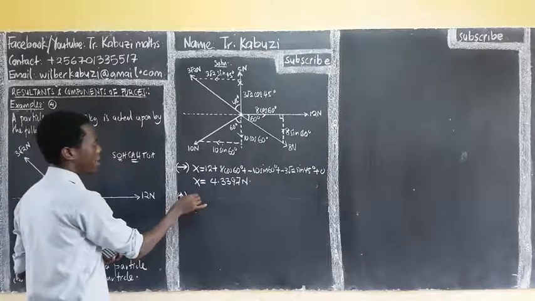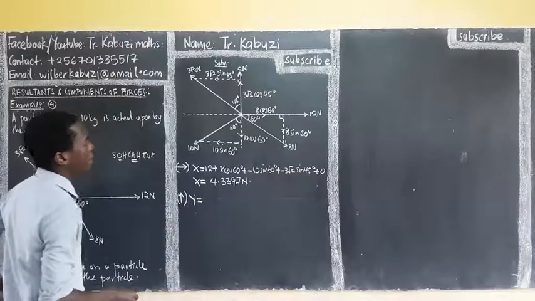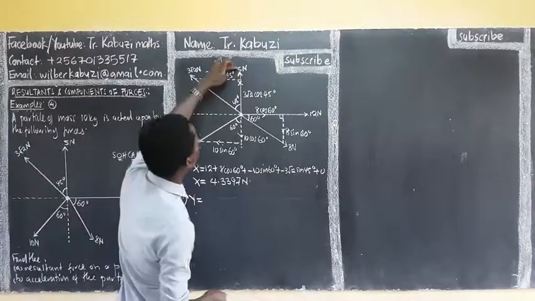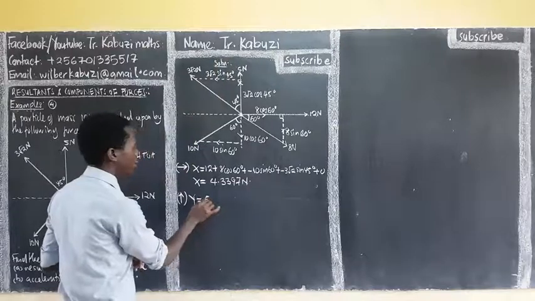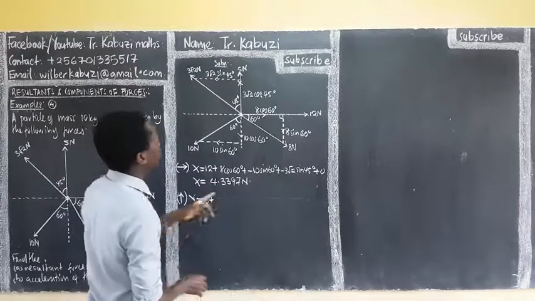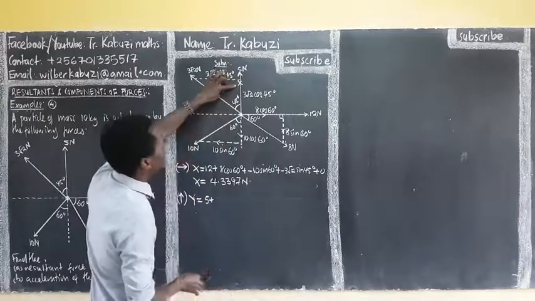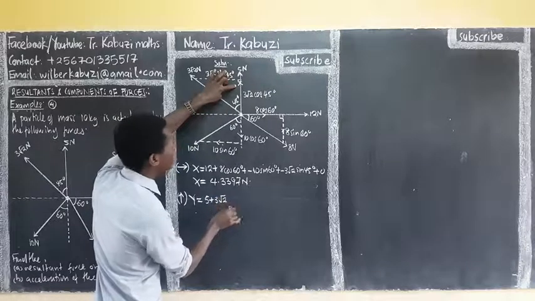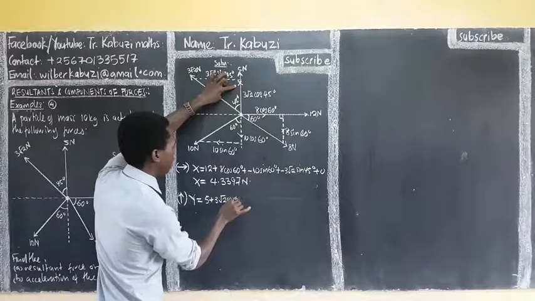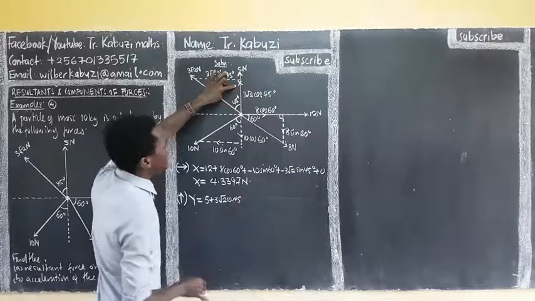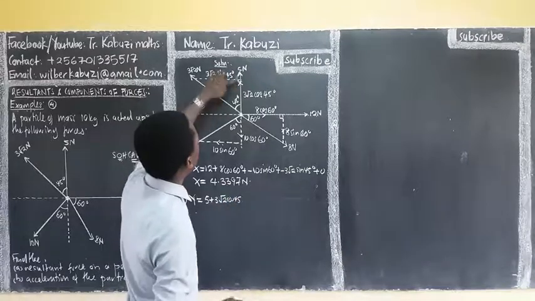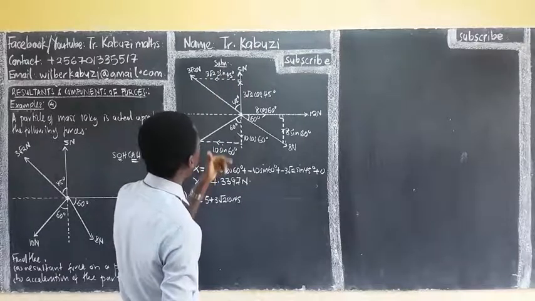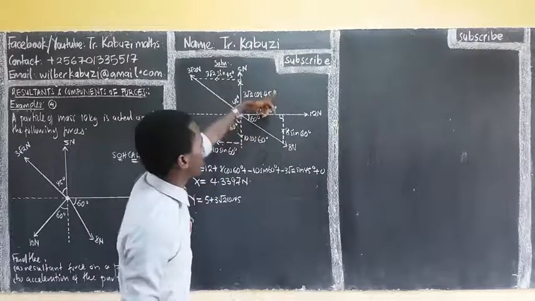So vertically we shall be getting our y component. We start with those going in that direction. First of all, we have the 5 newtons, then plus those which are going up. We have 3 root 2 cos 45. Is there anything else going in that direction? The rest are opposing. This one is opposing, and this one is also opposing.